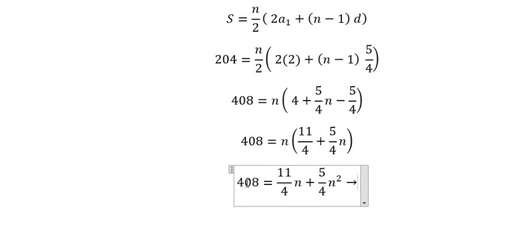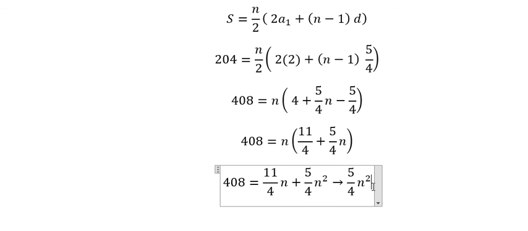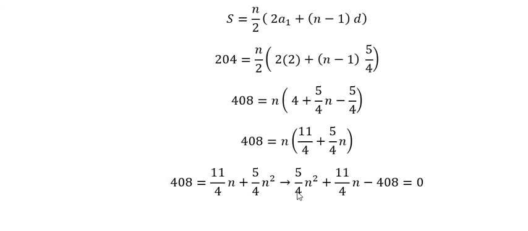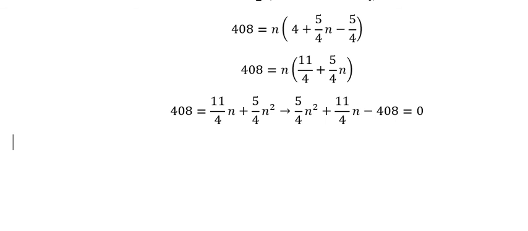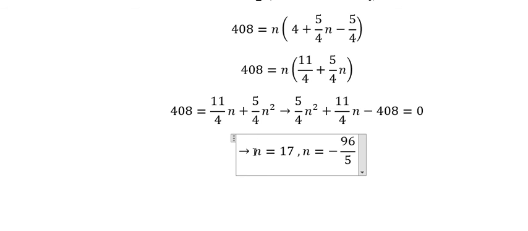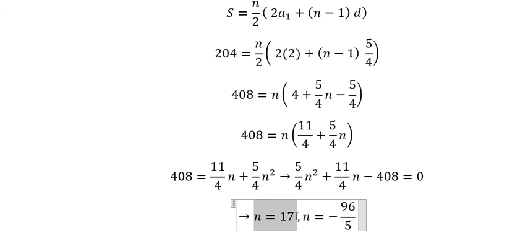Next, I will put 408 to the right. We calculate this one, and we have n equals 17 and n equals negative 96/5. Because this is the number of terms, that should be a positive integer, so we select this one. That is the end.